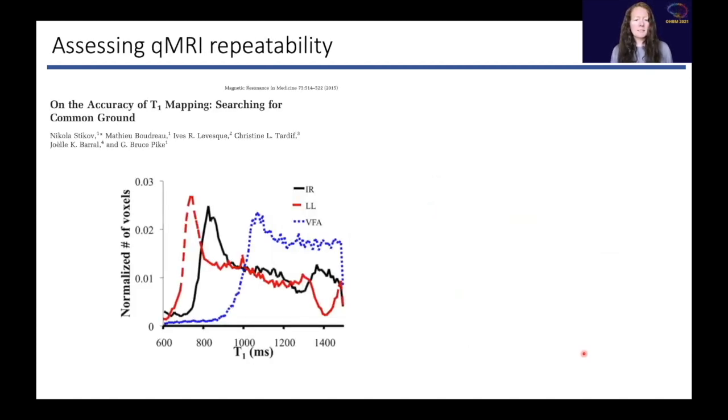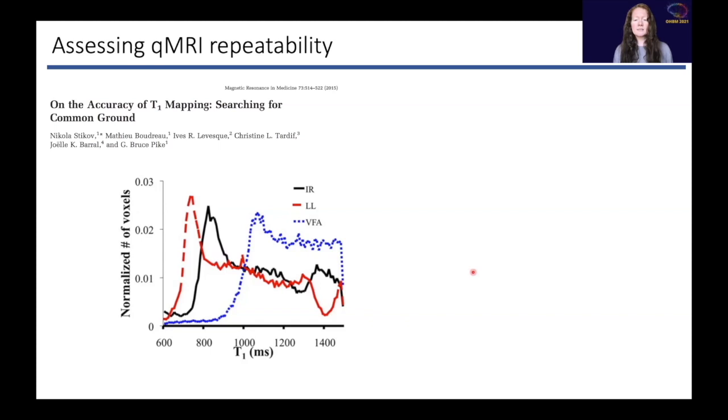This paper by Stikov et al. looked at the effect of different measurement methods on white matter T1. So again, we have histograms of T1 measurement, and you can see that using inversion recovery or the reference measurement, and then the variable flip angle overestimates, and the look-locker method underestimates.